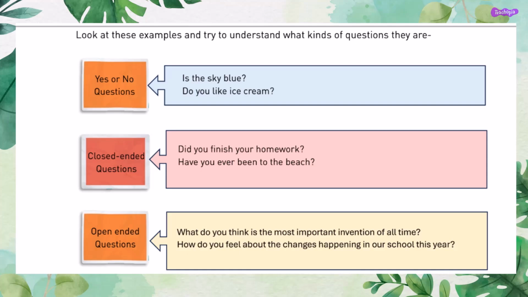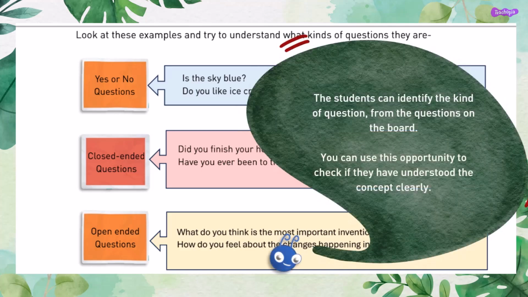Open-ended questions, on the other hand, can have multiple answers. What do you think is the most important invention of all time? The students can identify the kind of question from the questions on the board. You can use this opportunity to check if they have understood the concept clearly.